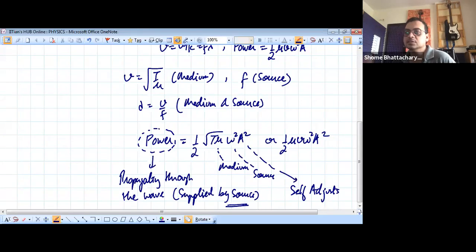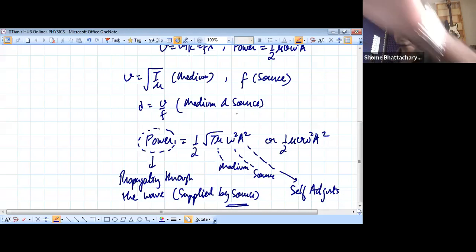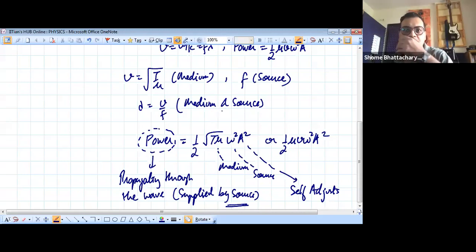So what I mean is that suppose the source is capable of supplying so much power at a frequency of so much, but I change the medium property, like I increase the tension in the string, or I replace the string with a heavier string, so μ is greater or lesser or whatever, then accordingly the amplitude is the quantity which will self-adjust so that this relation holds. Okay, so that is something that we need to keep in mind in terms of what affects each other. Yes, you can ask me the questions later.